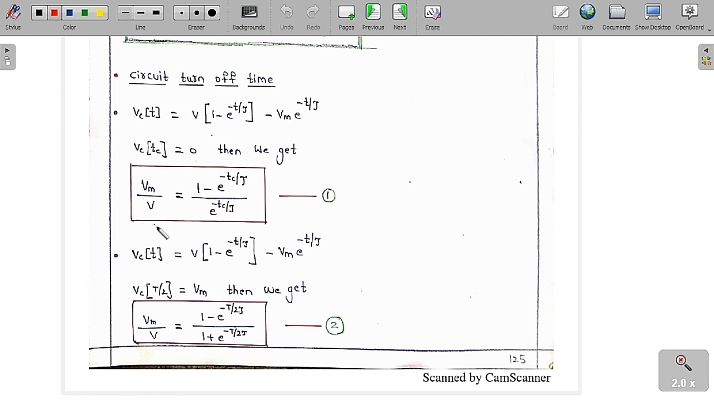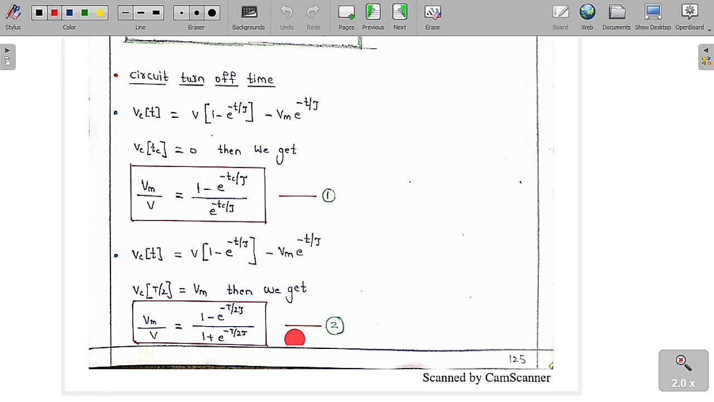Similarly, taking the same equation again, the capacitor voltage is equal to V into 1 minus e to the power of minus t by 2 minus Vm into e to the power of minus t by 2. At t by 2, the capacitor voltage is equal to the output voltage, which is Vm. Then we are going to get Vm by V is equal to 1 minus e to the power of minus t by 2 by 1 plus e to the power of minus t by 2.